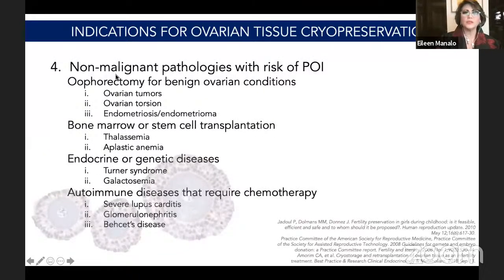Likewise, you can use OTC for non-malignant pathologies where there is a risk of premature ovarian insufficiency. So in patients undergoing oophorectomy for benign ovarian conditions like patients with ovarian tumors, those with ovarian torsion, those with endometriomas. Likewise, in thalassemias and aplastic anemias where you will be using bone marrow or stem cell transplantation. Also in patients with endocrine or genetic diseases which predispose to POI, like Turner syndrome or galactosemia, and also autoimmune diseases which will require chemotherapy, like your severe lupus carditis, glomerulonephritis, or your Behçet's disease.